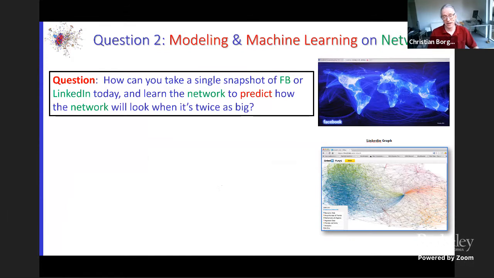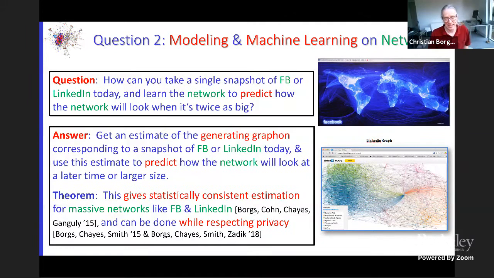The other question is, you want to model large networks. Let's assume you have a single snapshot of Facebook today, and you want to learn a network model and then predict how the network will look when it's double as large. It turns out, again, the answer is a graphon. Assuming that you have this non-parametric model of a graphon, we can learn the generating graphon. Once you have learned it, you can generate new networks, maybe larger to see how they look in the future, or smaller because you want to test some algorithm which you can't test on the huge network.